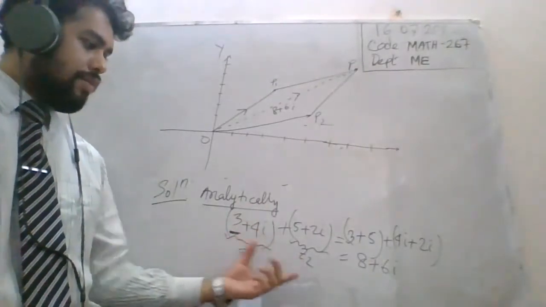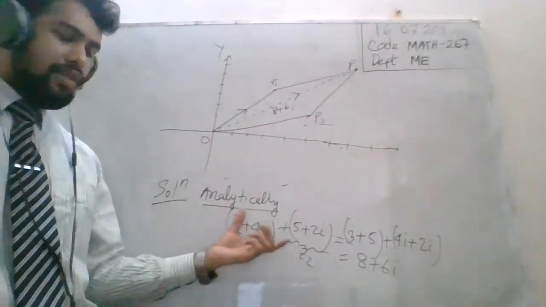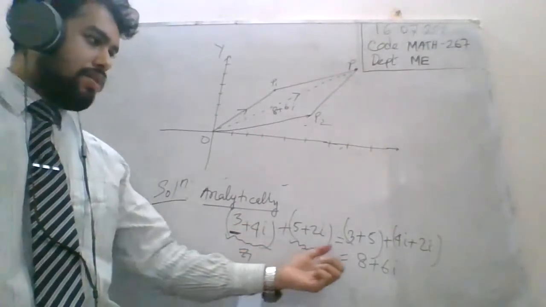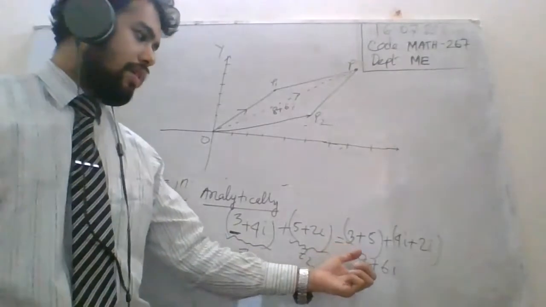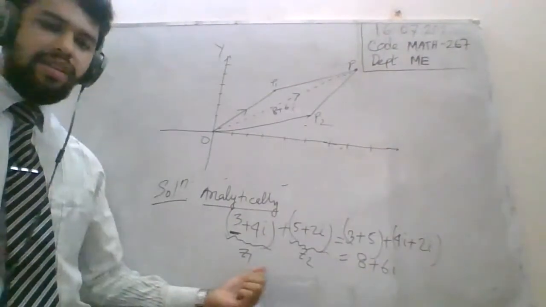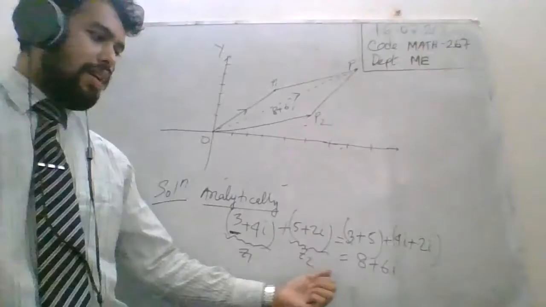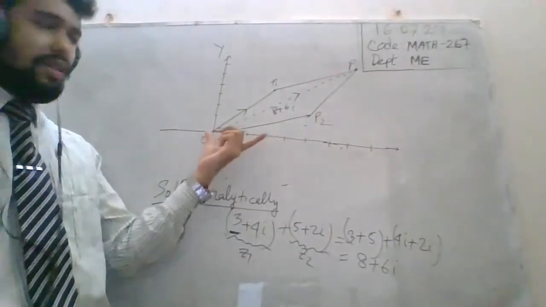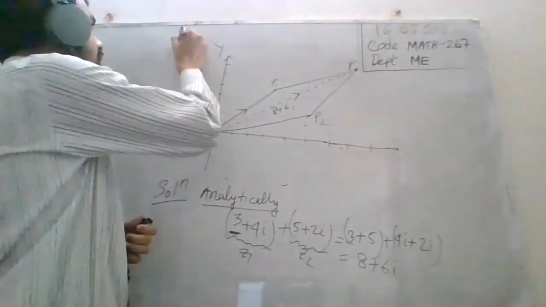Okay, just take these two complex numbers, z1 and z2. We have to show analytically these two complex numbers by addition. After the operation, the result will be 8 plus 6i. One of them is z1, another is z2, and this is z3. And also you can show this graphically.